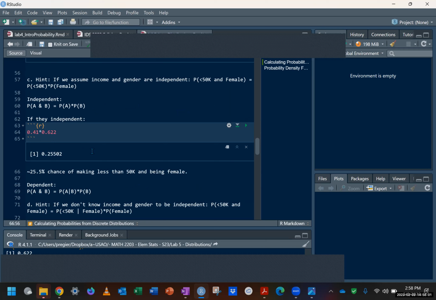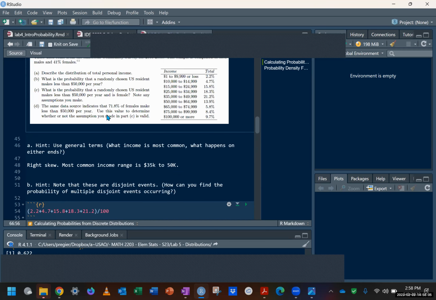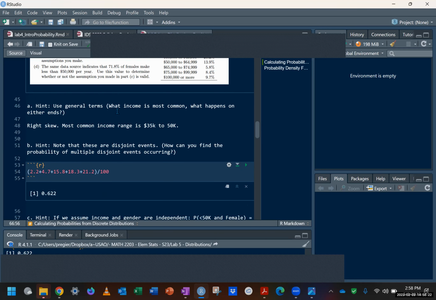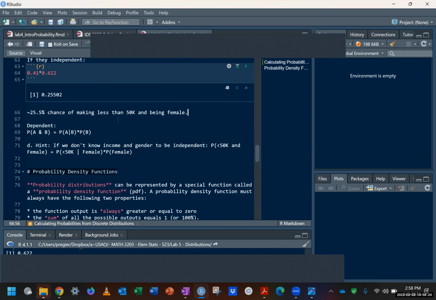Okay, so then we're going to compare this to something that D tells us. D says, actually, if we look at the percentage of females that make less than 50,000, it's 71% of females. So we can do some comparisons here. The probability of being less than 50,000 and female, if they are dependent, we have to use a different formula.